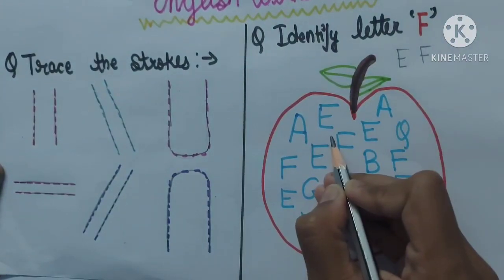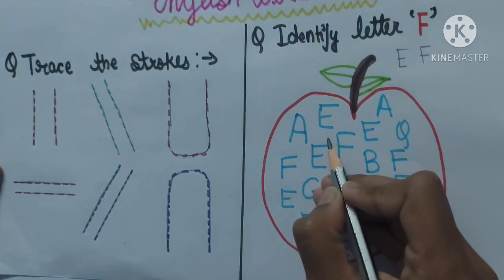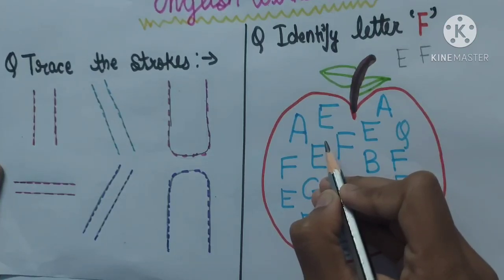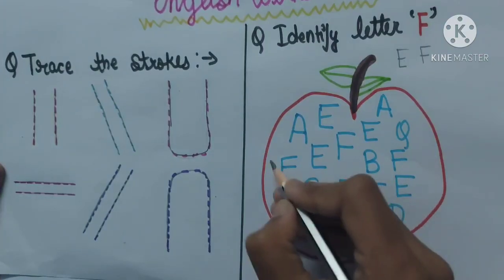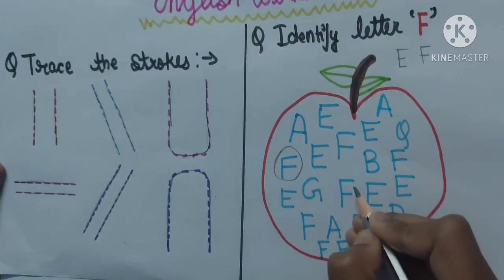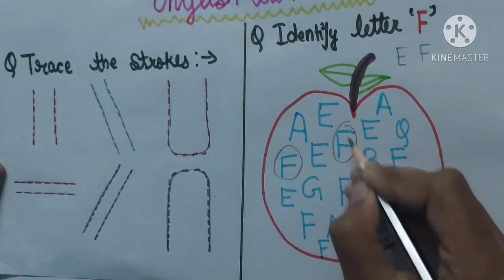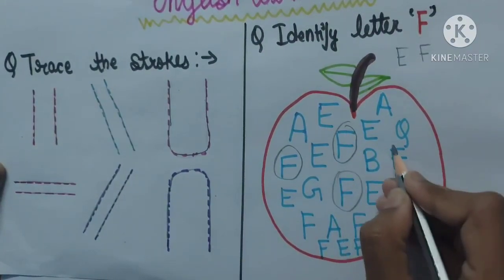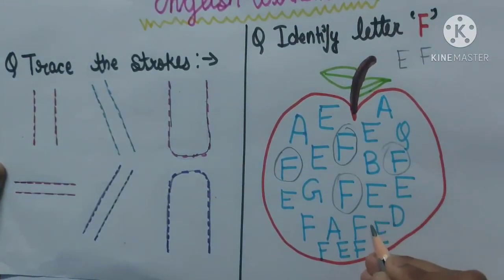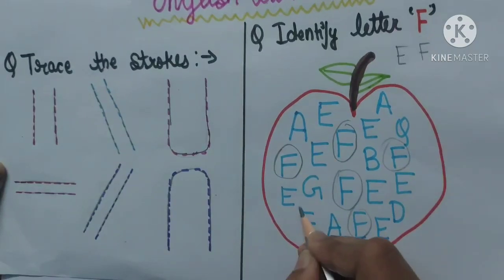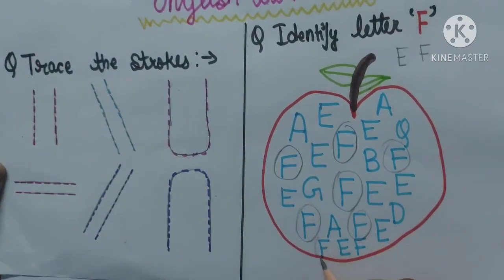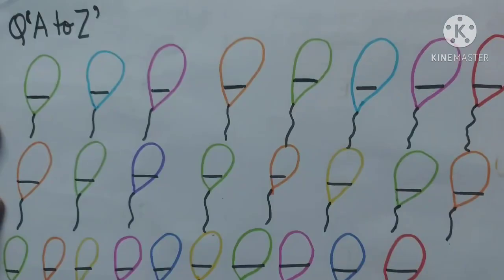Now the child has to identify the letter F. The child can also make a star on the letter F, circle it or tick. So let's do letter F. Letter F, letter F, letter F. Here is also letter F, here is also letter F, here is letter F.